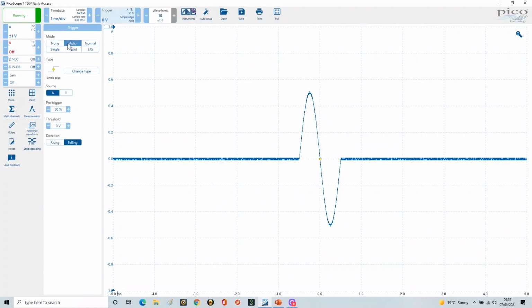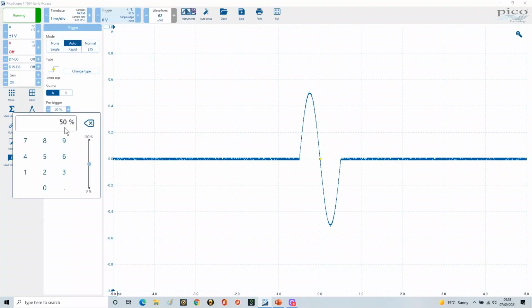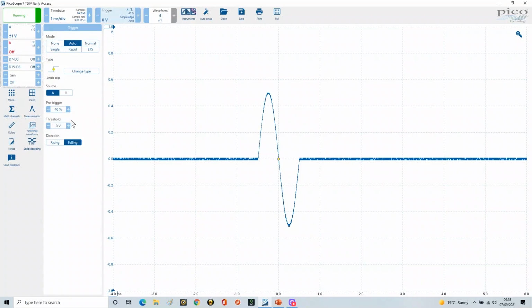And now, because we are triggering, we can choose a trigger source, whether it's from channel A or channel B. We've got a pre-trigger. This 50% here is the position on the screen where the captured waveform is going to be shown. At 50%, it's in the midpoint of the screen. If I change this to 40% and wait for the capture, you'll see it's moved from that point to this point, and so it allows us to see more of the post signal and less of the pre-signal.